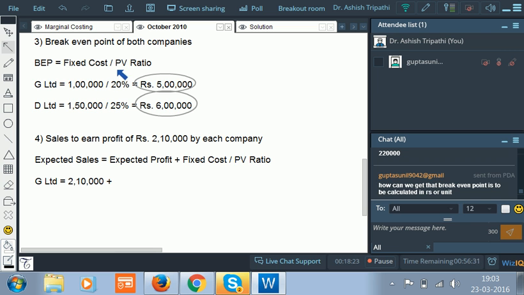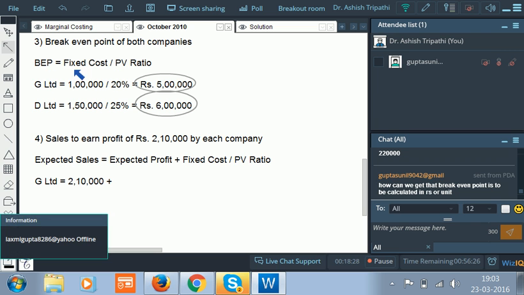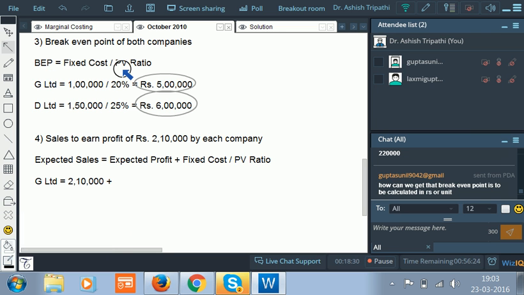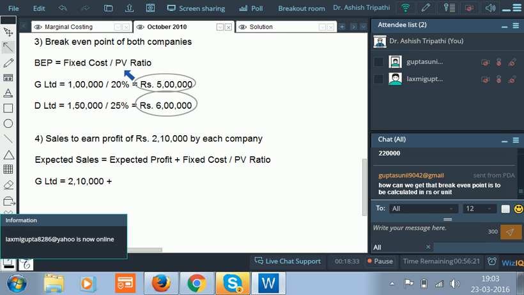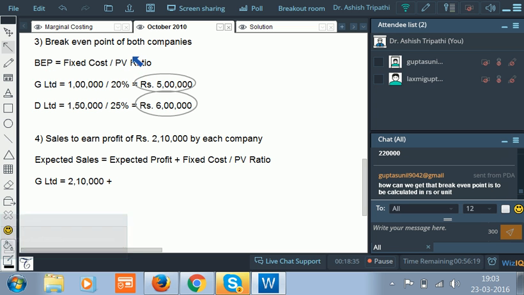Why we have calculated? Because the formula is fixed cost upon PV ratio, and the formula for break-even point in unit is fixed cost upon contribution per unit. Then in that case you will not take PV ratio. If you want to calculate break-even point in unit, you will not take PV ratio. In that case you will have to take contribution per unit. But if you see the question, nowhere in the question contribution per unit is given, and there is no information by which you will be able to calculate contribution per unit.